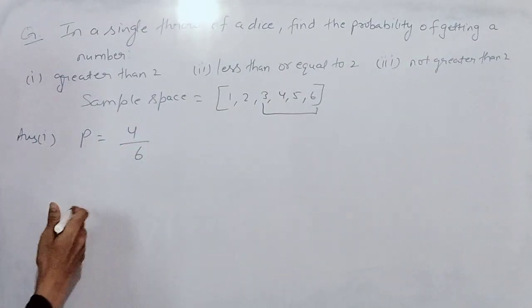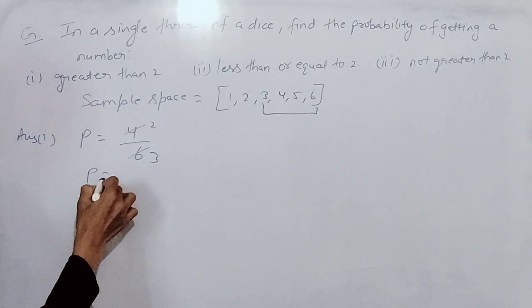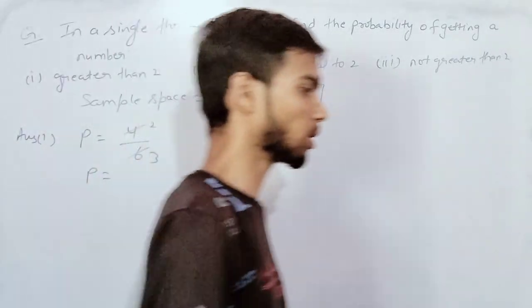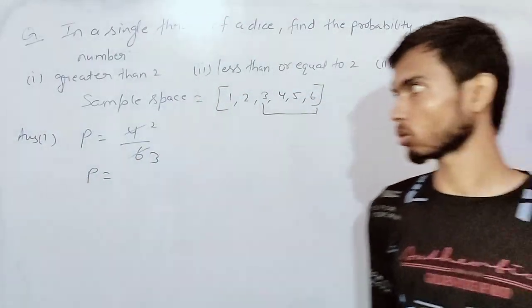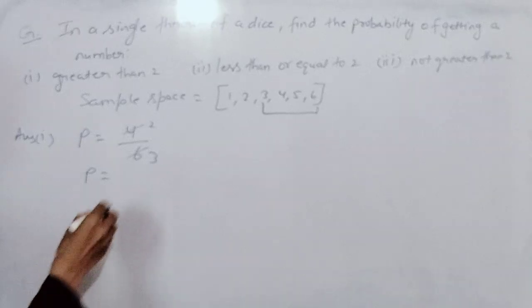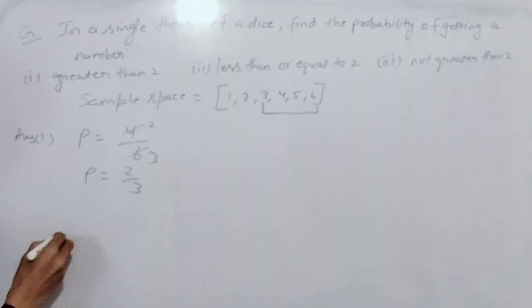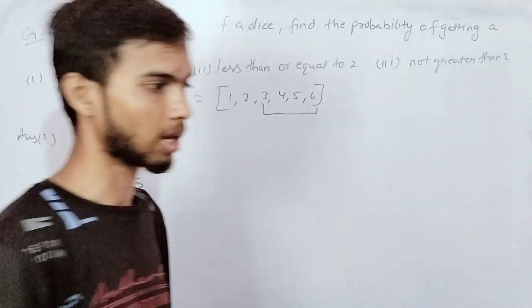This is what we want, and this is the total outcomes. So 2 2s are 4, 3 2s are 6. If the denominator is greater than the numerator, of course the number will come between 0 and 1. 2 upon 3: after dividing 2 by 3, you will get 0.6 like this. Yes, this is the probability of this question.